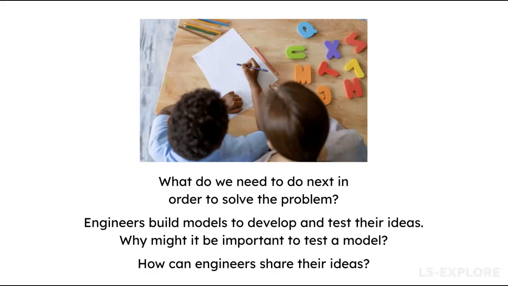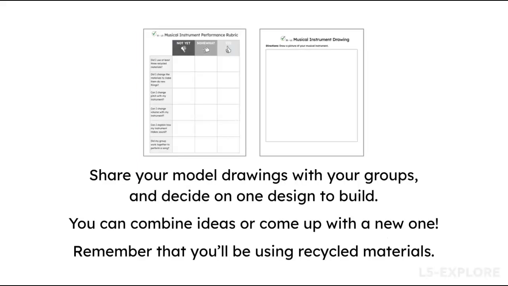For the Explore portion, students will do steps 3 and 4 of the engineering design cycle. Choose best ideas and construct a prototype. You'll ask students what they need to do next to solve the problem and how they'll go about it. You'll have students work in their engineering teams to share their models from the musical instrument drawing student journal page. Teams must decide on one model to build. They can combine ideas from each model or vote on one they want to build. You'll remind students to use recycled materials and direct them to the musical instrument rubric student journal page.